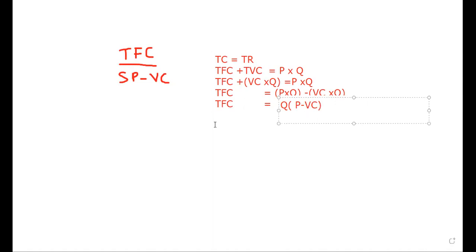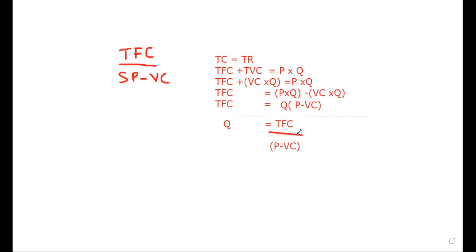So you can see the price minus variable cost. I want to find the quantity here, because that's the break-even quantity. So I can write the formula as quantity equals total fixed cost over price minus variable cost. This is the main justification. I don't need to memorize this one.